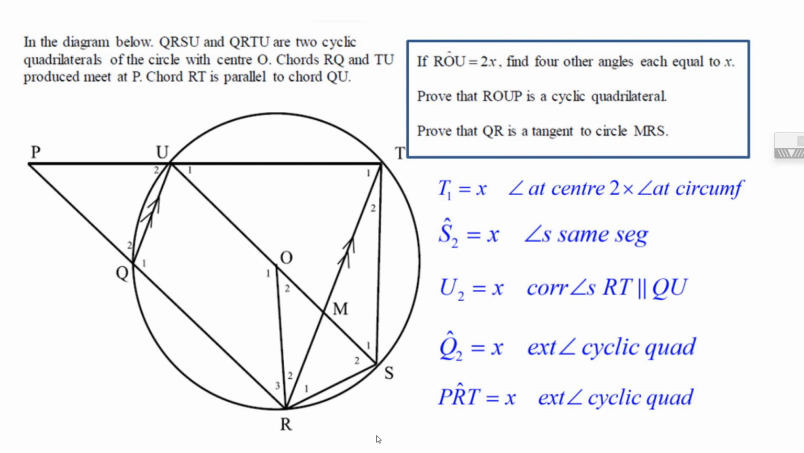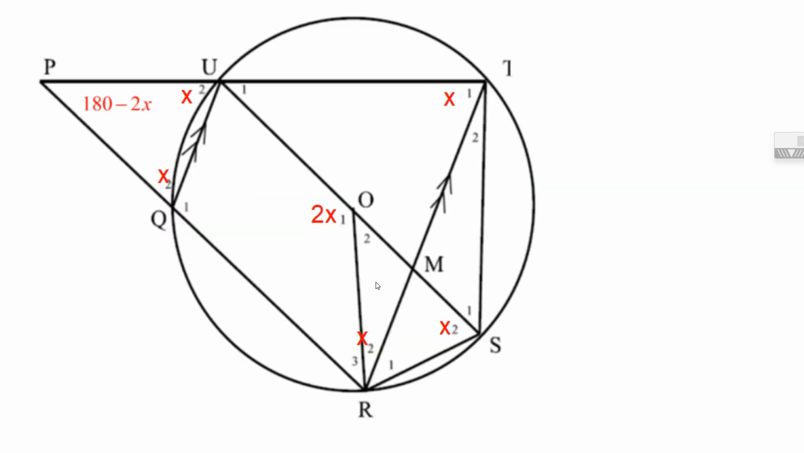Okay. By the way, if you're playing this game, you should have written in all the places where there were x's, because it's really important for the next one. They ask us to prove that ROUP is a cyclic quadrilateral. Well, I've done this question a few times and I keep forgetting. Usually it's angles in the same segment. That's not the story here.